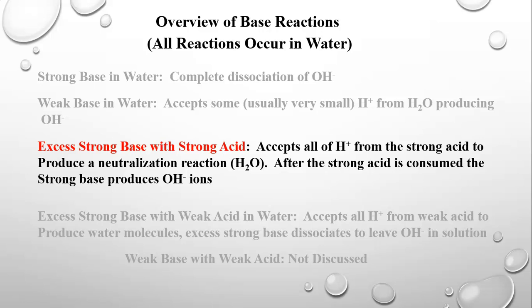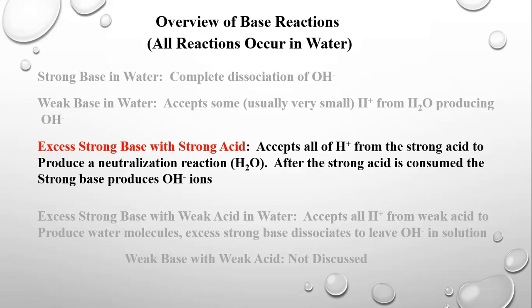So what happens? The strong base accepts all of the protons from the strong acid, and when you put a proton together with a hydroxide ion, an OH minus, it produces a neutralization. It produces a water molecule. That's a neutral substance. It's neither acid nor base. After the strong acid is consumed, the strong base produces hydroxide ions in solution. That means the solution starts to become more basic.